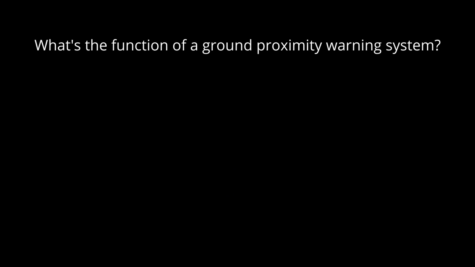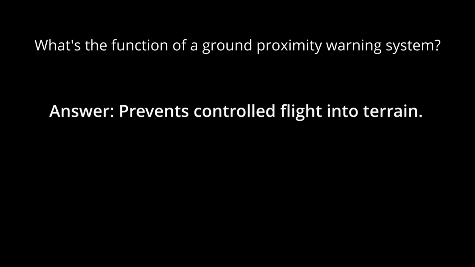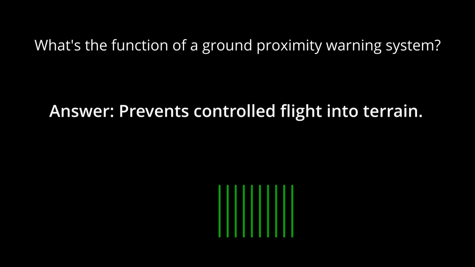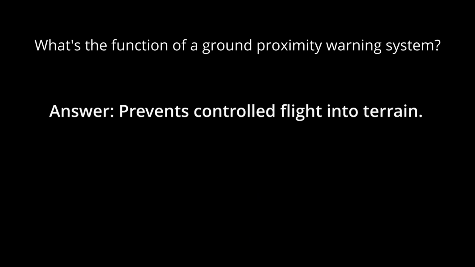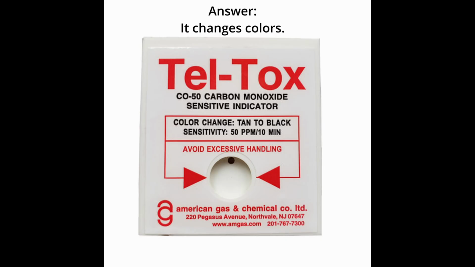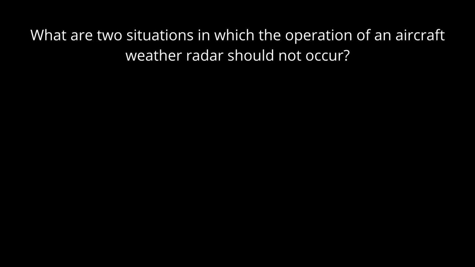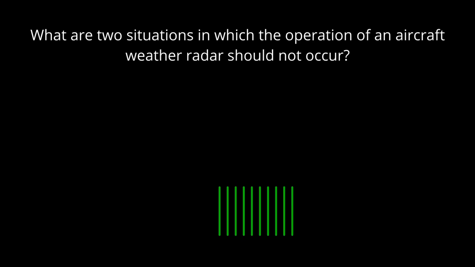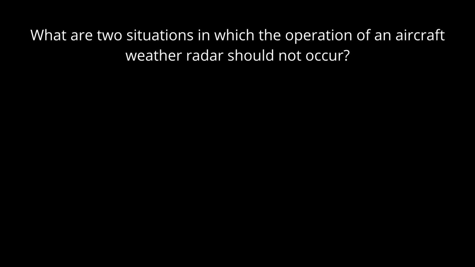What's the function of a ground proximity warning system? To make sure you don't get so close to the ground if you don't have your landing gear out. Or proximity to any object. If you use a chemical tab indicator to indicate carbon monoxide, and these are usually used in smaller aircraft, how would you know that there's an indication of carbon monoxide in the cabin? The little tab will turn a different color. Change colors, that's true.